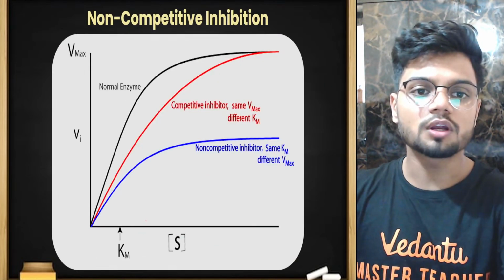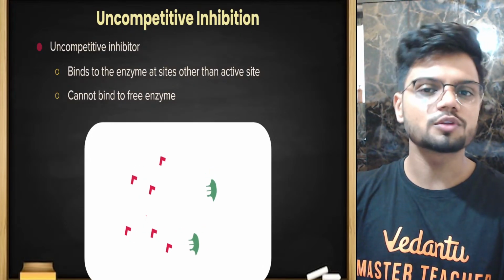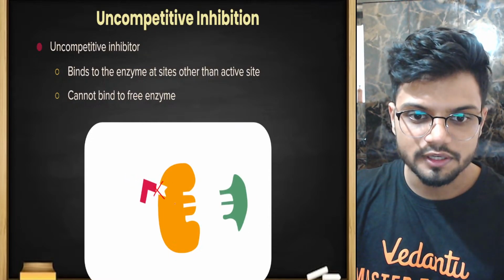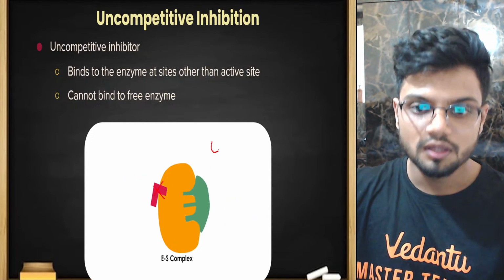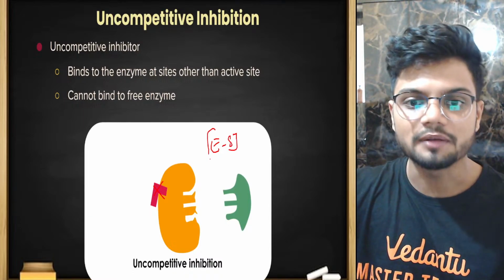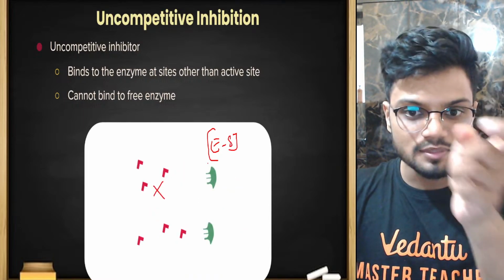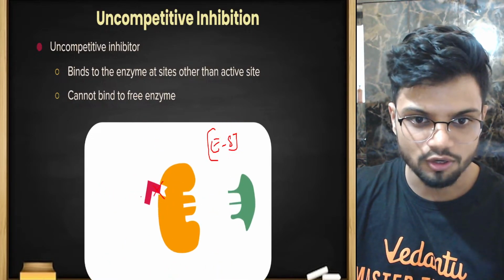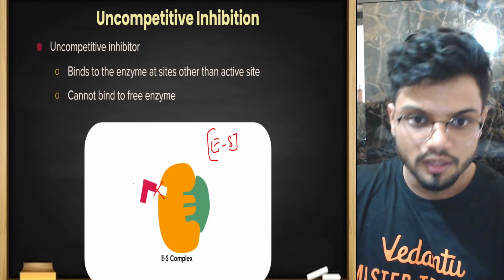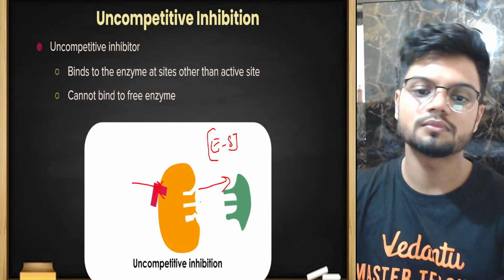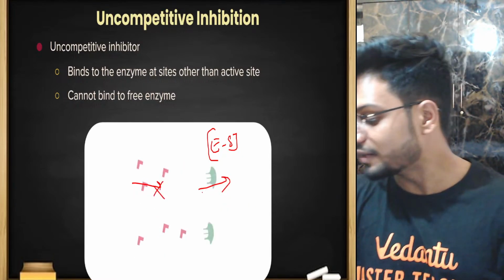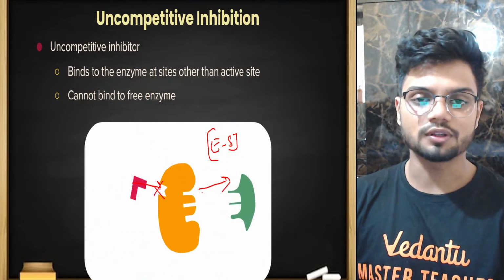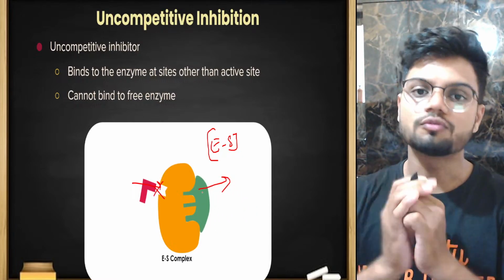That is non-competitive. But what about uncompetitive, friends? Uncompetitive is very simple. It will wait. It cannot join at first. It will wait for the enzyme-substrate complex to form. Then it will come and join, and push it out. That is called uncompetitive. It will wait for the enzyme-substrate complex to form first.